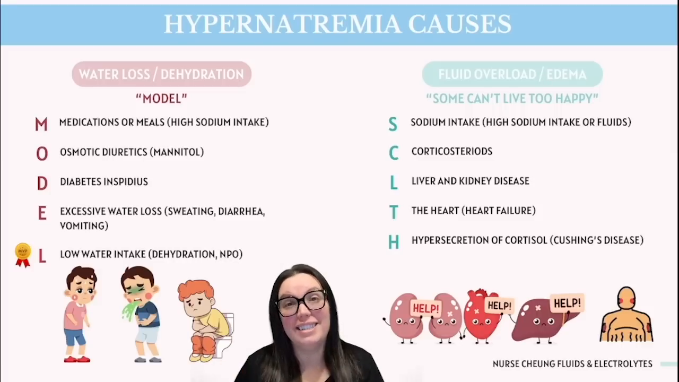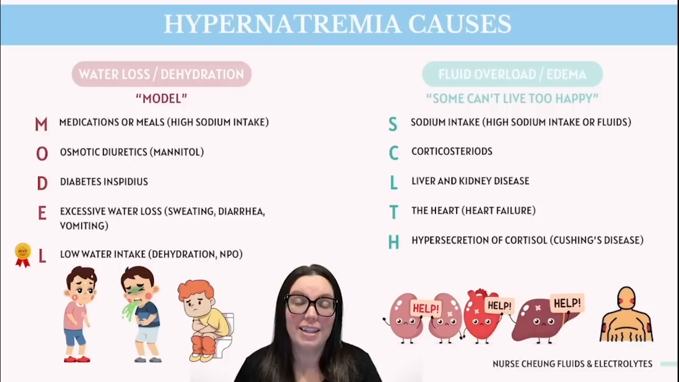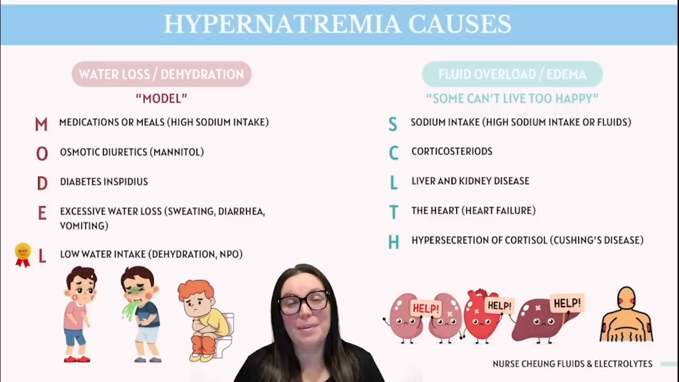Now moving on to D, which stands for diabetes insipidus. Diabetes insipidus, also known as DI, is a condition where the body cannot properly regulate water balance, leading to excessive thirst and large amounts of diluted urine. This happens because antidiuretic hormone, also known as ADH or vasopressin, is either not produced in sufficient amounts, as we see in central DI, or the kidneys do not respond to it properly, as we see with nephrogenic DI.